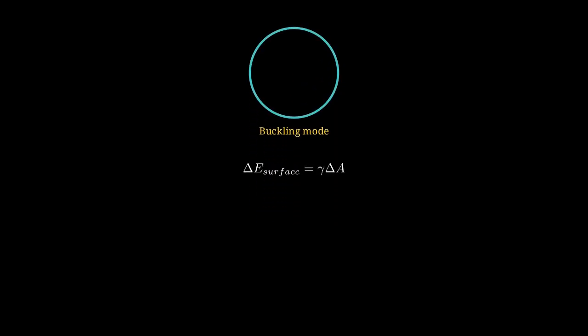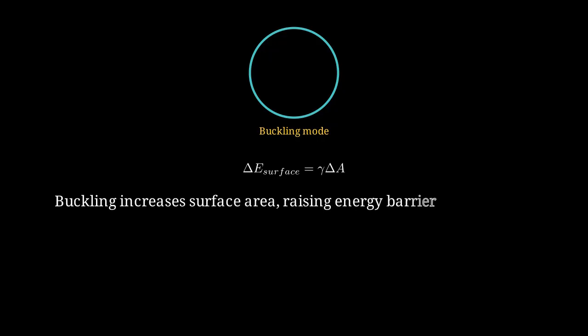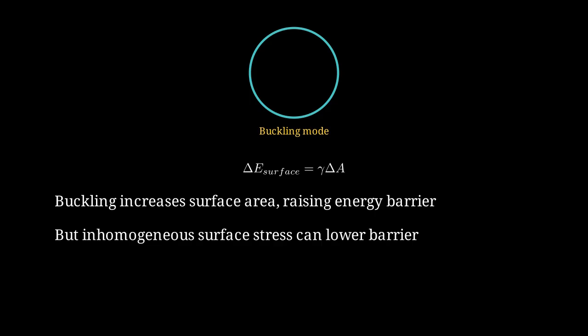The change in surface energy equals surface stress gamma times the change in surface area. Buckling typically increases surface area, which raises the energy barrier and can stabilize the shell. However, if surface stress is inhomogeneous or has specific orientations, it can actually lower the buckling barrier.